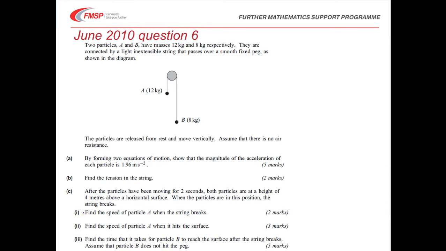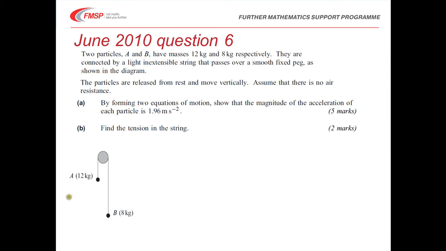So we've got to find the speed of the particle A when the string breaks, find the speed of the particle A when it hits the surface, and then also the last part, find the time that it takes for particle B to reach the surface after the string breaks, assuming that particle B does not hit the peg. So let's have a look at how we're going to do this.